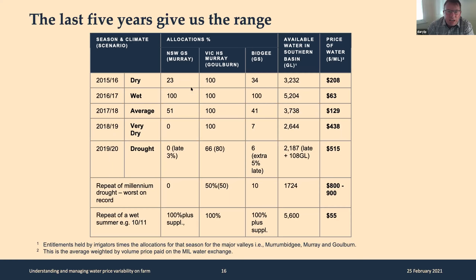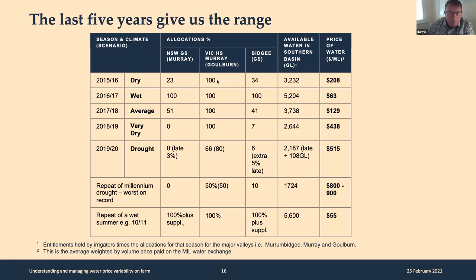And if we look at the allocation, especially on the general security water in the Murray, and that's shorthand for the Murrumbidgee, the Bidgee, we've got high reliability for a period, except for the 1920 year, being at 100%. But the allocations against these portfolios or these entitlements have been up and down. That drives the up and down nature of the water available, and that drives the up and down nature of the prices that we've been experiencing during those times.